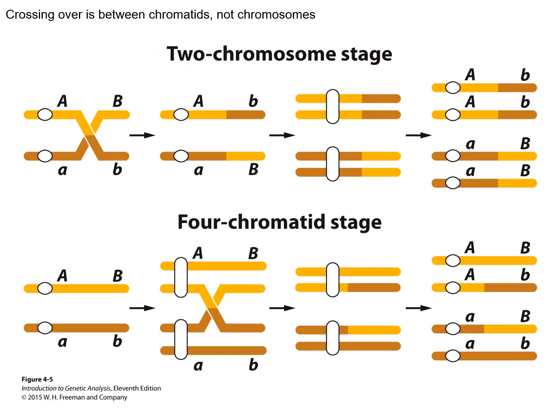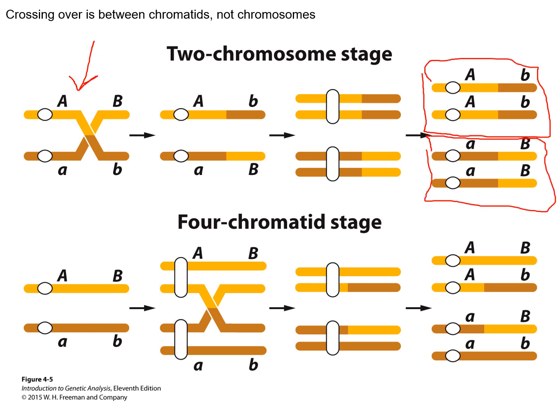It's important to note that crossing over happens between chromatids and not chromosomes. That is to say that the crossing over happens during the second set of the prophase, metaphase, anaphase, telophase of meiosis and not early on in the process. And so if crossing over were to happen early on, when there's just two chromosomes, as in the top case here, we would end up with two identical sets of daughter cells.